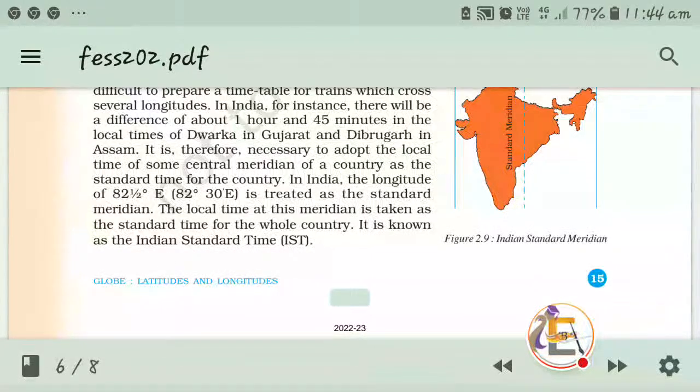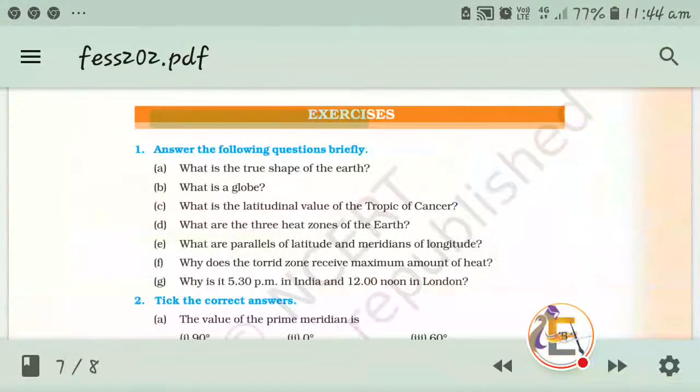The Earth, a habitat. 1. Answer the following questions briefly. A. What is the true shape of the Earth? B. What is a globe? C. What is the latitudinal value of the Tropic of Cancer? D. What are the three heat zones of the Earth? E. What are parallels of latitude and meridians of longitude? F. Why does the torrid zone receive maximum amount of heat? G. Why is it 5:30 p.m. in India and 12:00 noon in London?